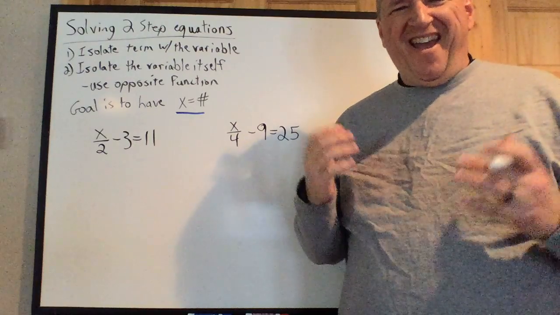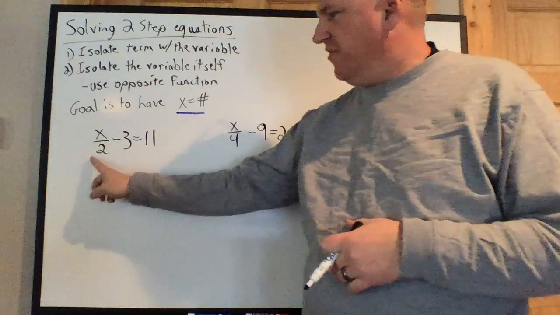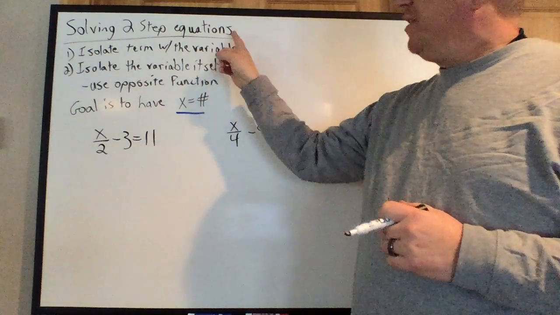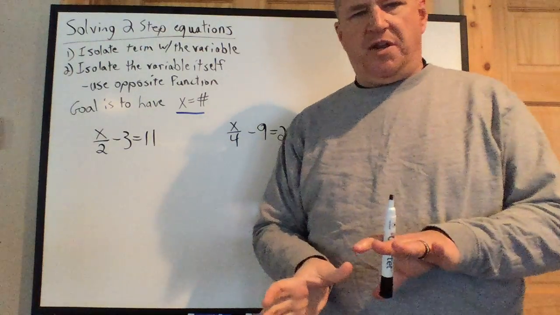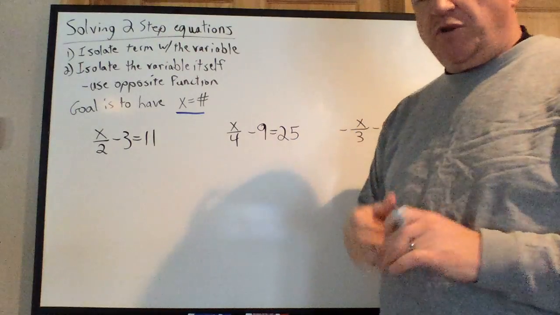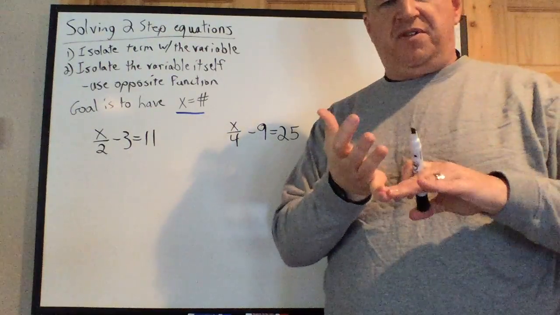Hey there, in this video we're going to talk about solving a two-step equation where there is division and subtraction. Okay, so we're solving our two-step equations. Our first step will always be to isolate the term with the variable in it, and the second step will always be to isolate the variable itself. We do both of those steps using the same process of the opposite function, same number.